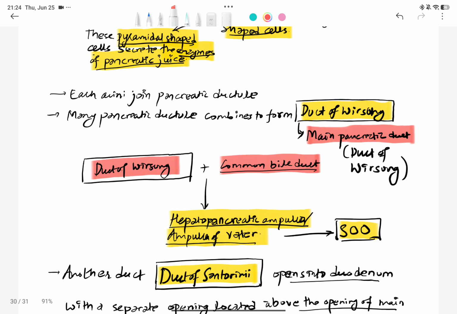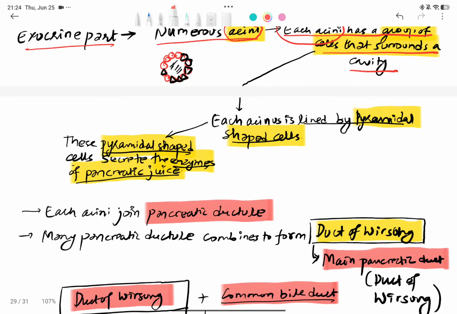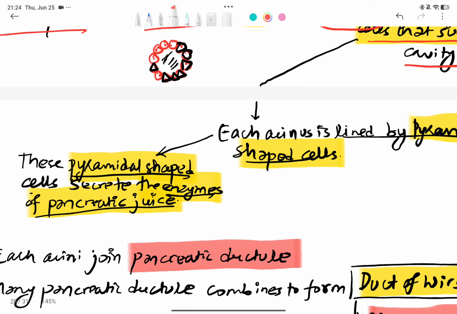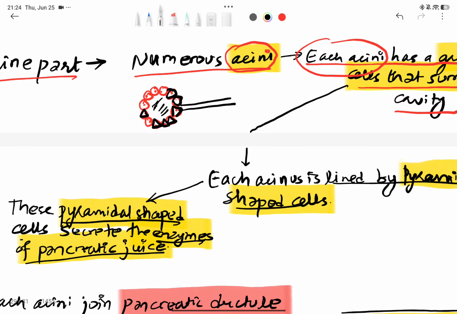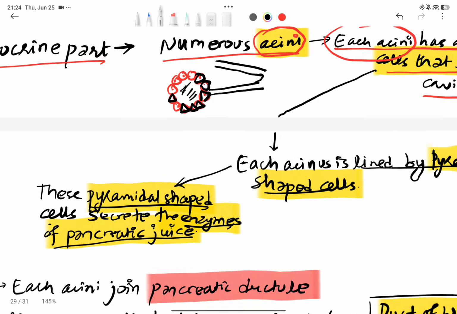So each acinus joins a pancreatic ductule. The central portion of each acinus is drained by a pancreatic ductule, and there are a large number of acini and a large number of pancreatic ductules. These large numbers of pancreatic ductules join to form a common duct. This is known as the duct of Wirsung.